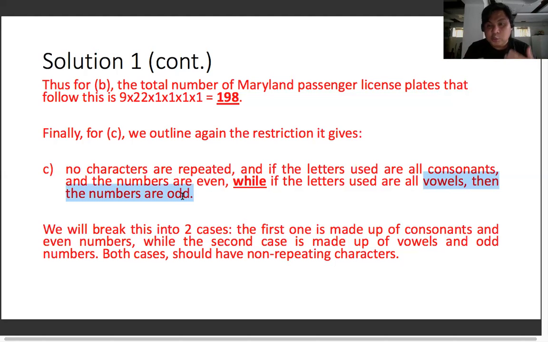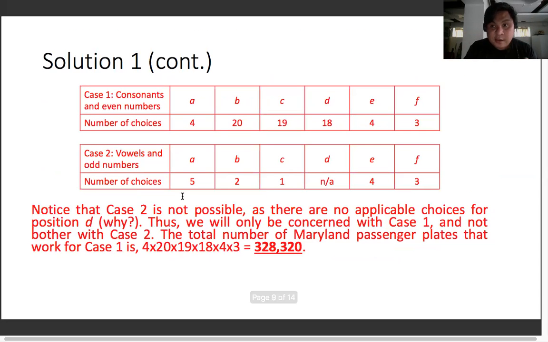We're going to consider 2 cases. One case would be the set of plates made up of consonants and even numbers. The other case would be the one made up of vowels and odd numbers. Again, we tally the set of possible choices of digits or letters we have for each particular position. The first case is consonant and even.